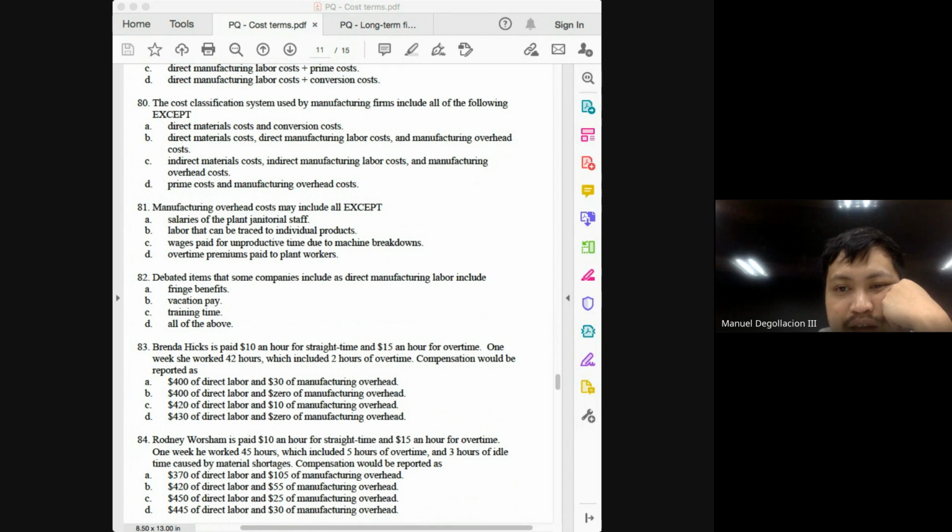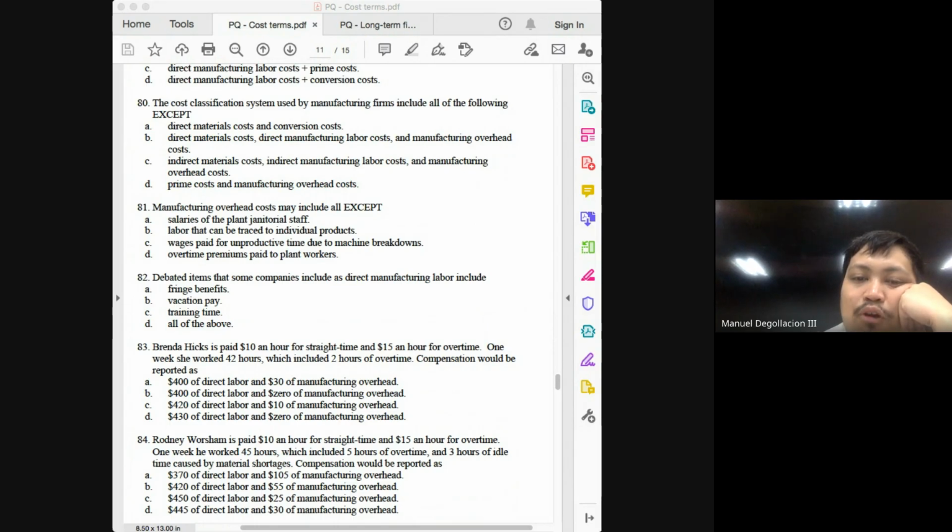And how many hours of overtime did you work? 2 hours. So you will have overtime premium of 10. Now the question is, what do you do with this 10? Will this still form part of your direct labor, or will this already form part of your overhead? This will go to your overhead, class. Since this will already be considered as abnormal costs, normally abnormal costs or those beyond the normal levels, class, will go to your overhead. So premiums will go to your overhead.